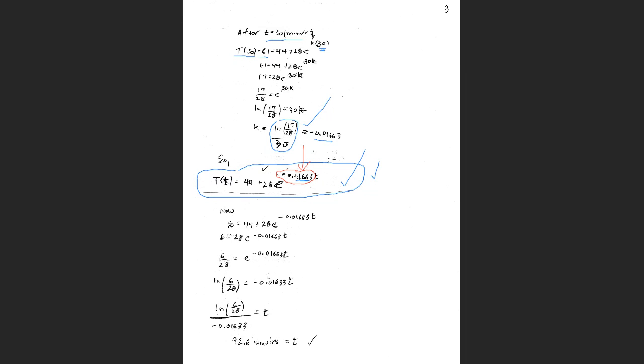And now we're going to find out how long it takes for the soda to cool to 50 degrees. So 50 will equal 44 plus 28 times e to the negative 0.01663 t, and you solve that for t. And all this is just algebra. You've done it in pre-calculus. Okay, let me give you a moment to copy it down. They're saying T is 92.6 minutes.